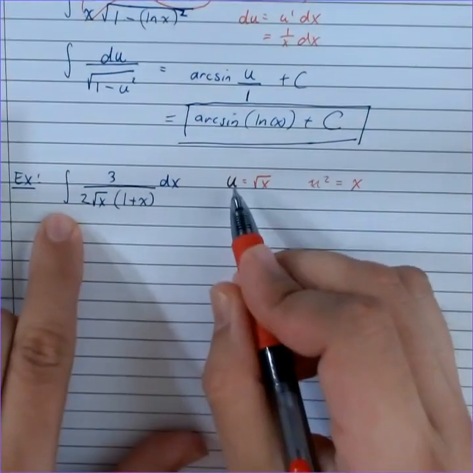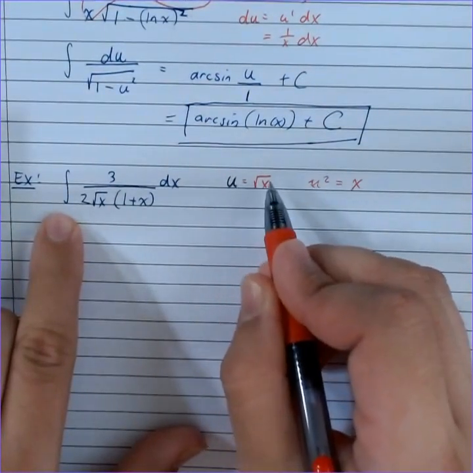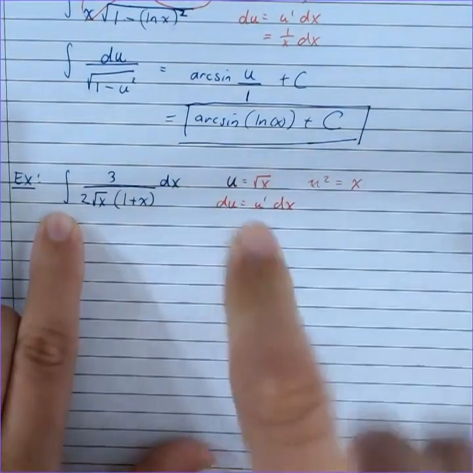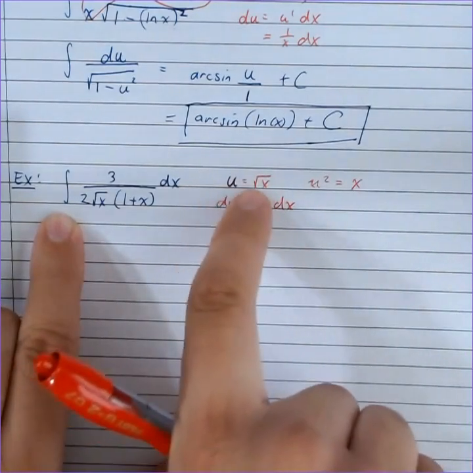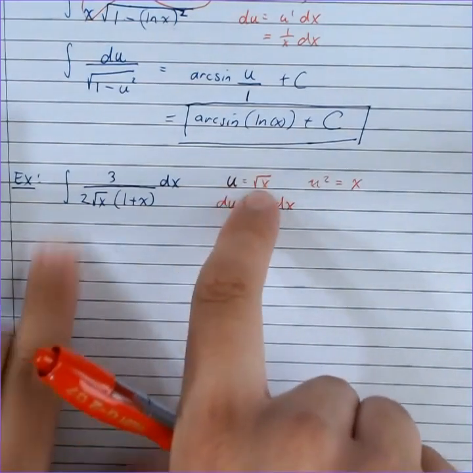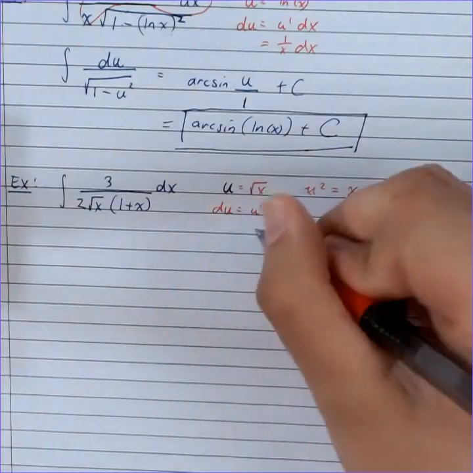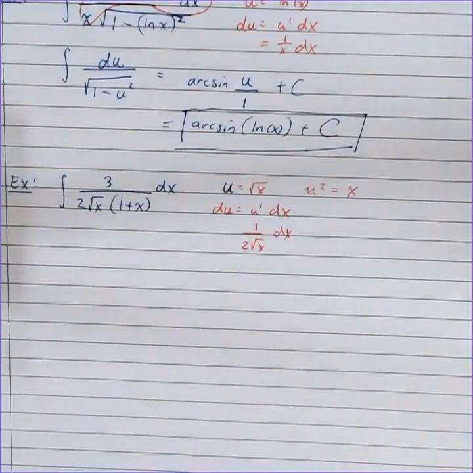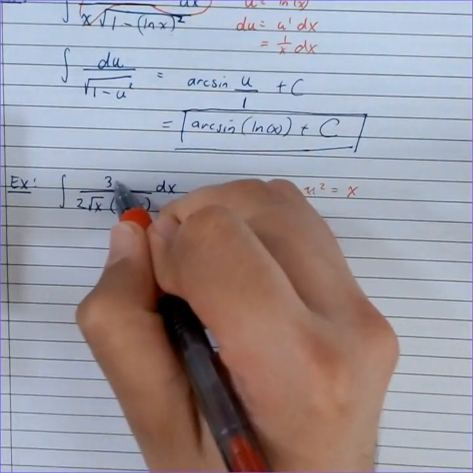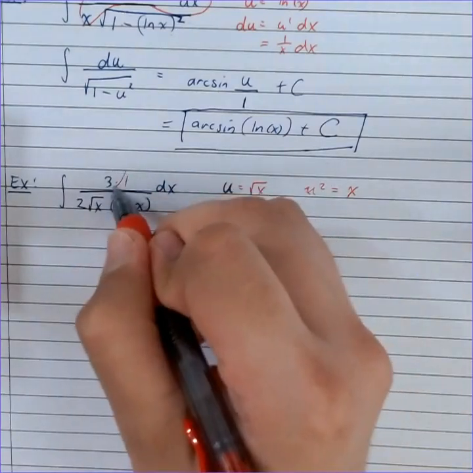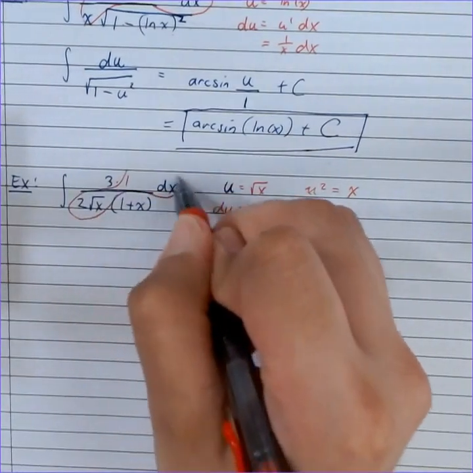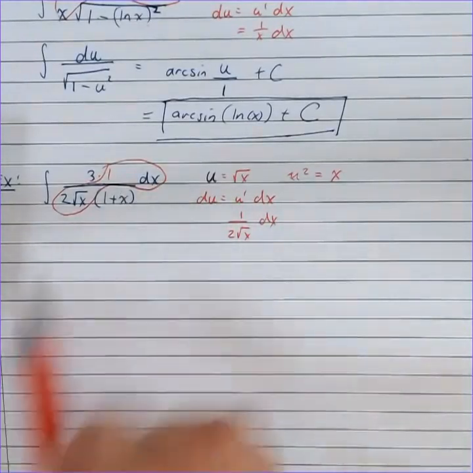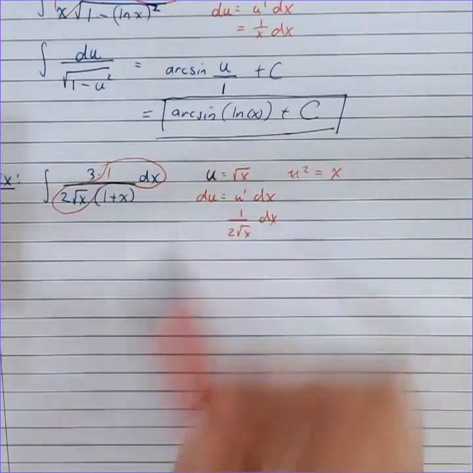Okay, so we're going to say u is equal to the square root of x. Then du is equal to u prime dx. That's how we define a differential. The derivative of the square root of x is 1 over 2 root x dx. And notice that's what this is. Here I'm going to say 3 times 1 just to make it a little more apparent. That's 1 over 2 root x dx. This whole thing that I've circled is du.